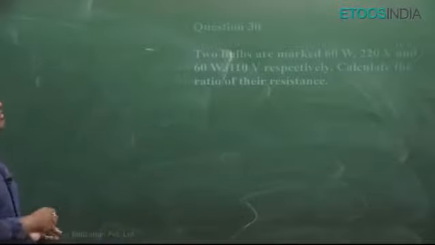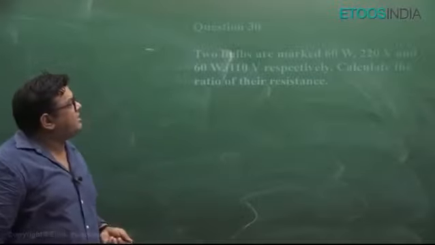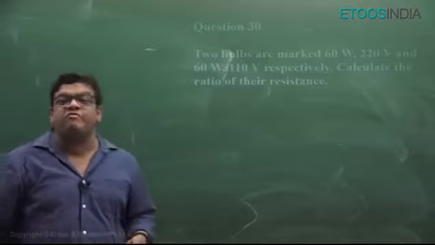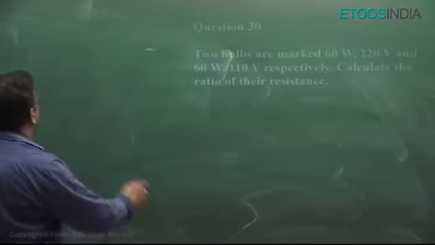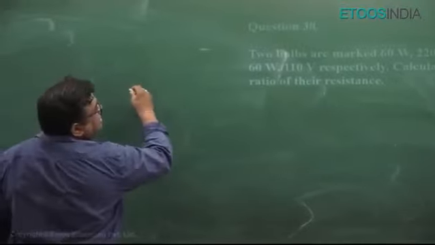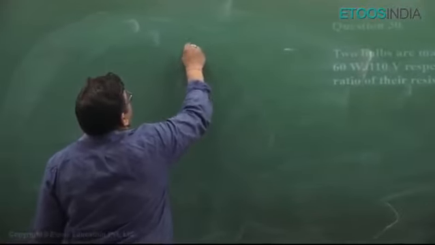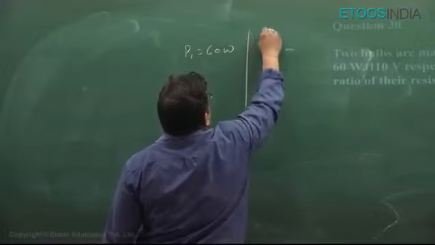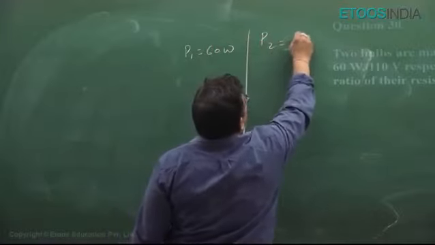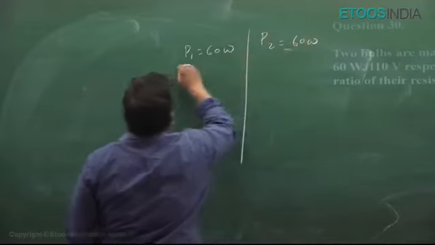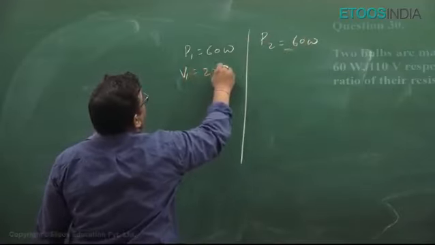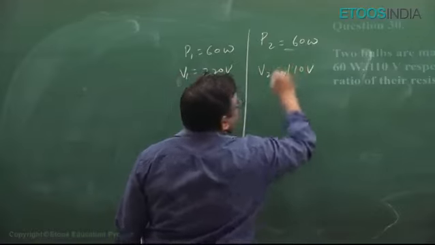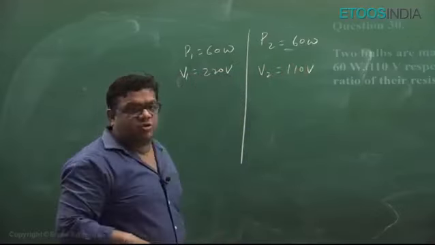It says that two bulbs are marked 60 watt and 220 volt, and 60 watt and 110 volt respectively. Calculate the ratio of their resistance. So, how will I start? First of all, it is given that P1 is equal to 60 watts and P2 is equal to 60 watts. V1 is equal to 220 volts and V2 is equal to 110 volts. We have to find the ratio of the resistance.